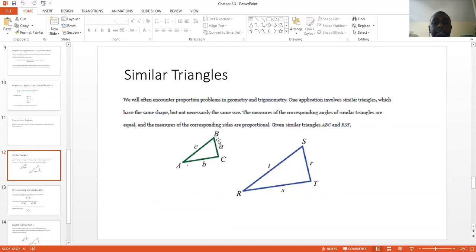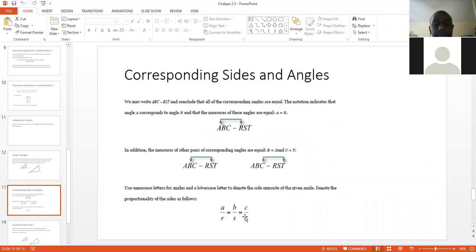But the sides are proportional. So C corresponds with T. So C over T, B over S, and A over R, they're all proportional. The fractions are equal to each other. So that's what we said last time. The first letter goes with the first letter, second with second, and third with third.